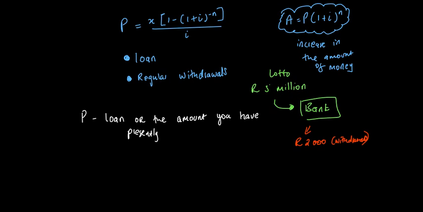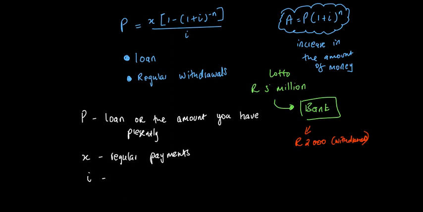Speaking of which, X is going to be the regular payments that you are making, the amount of the regular payments. We can call it just the regular payment. Usually they are going to be equal. However, we will still see that there are cases whereby the last payment is not going to be equal to the other payments.